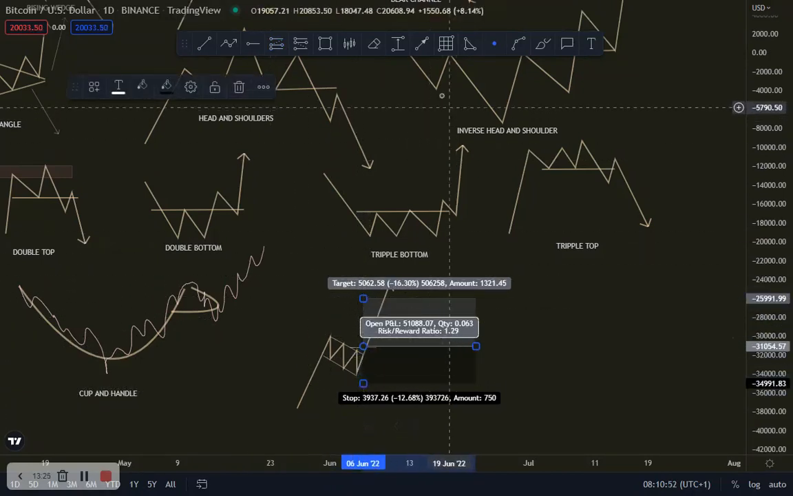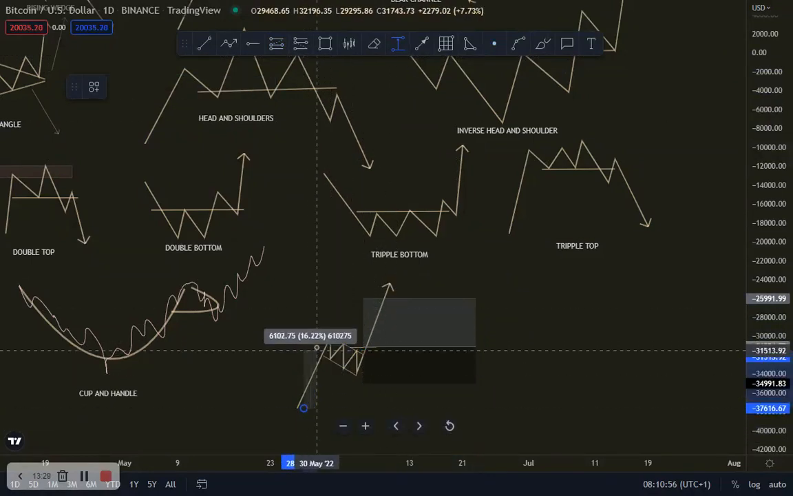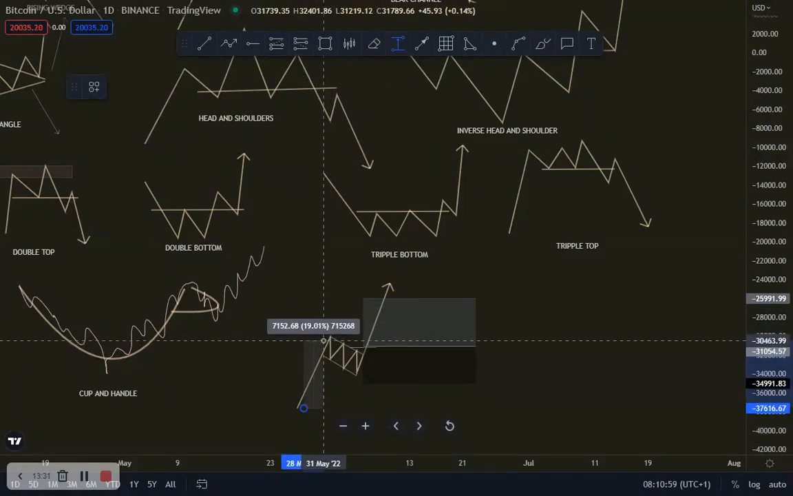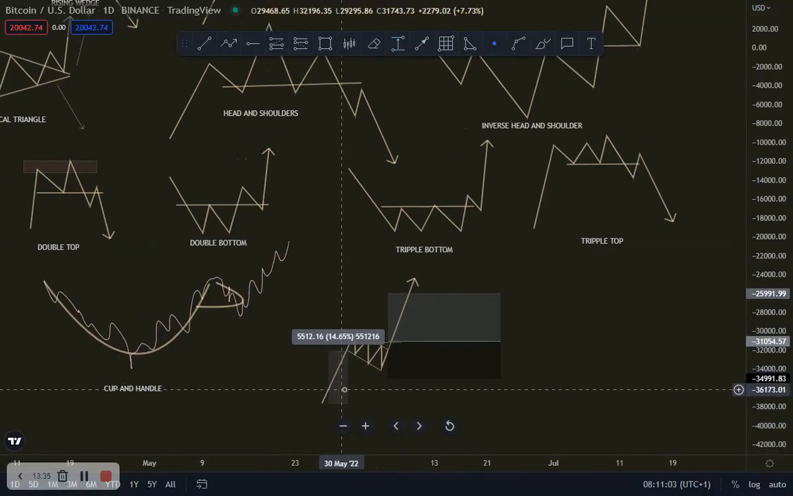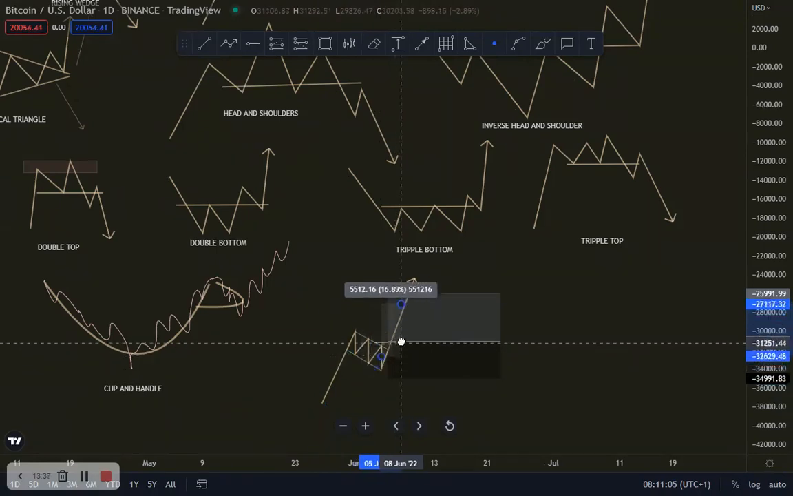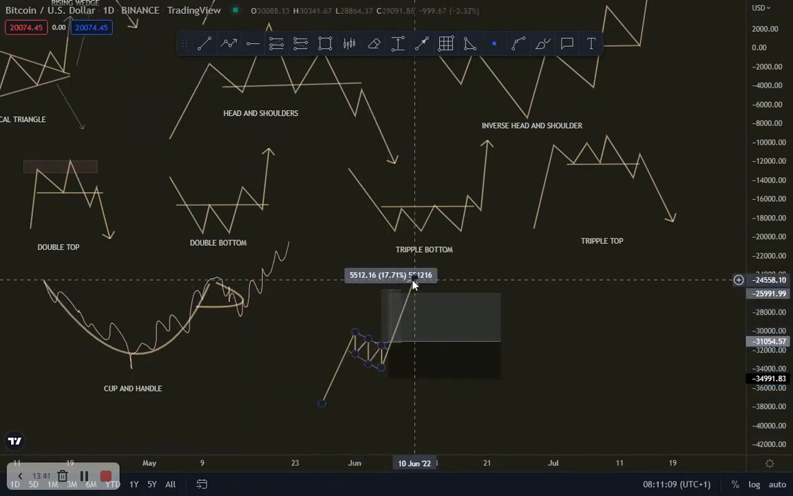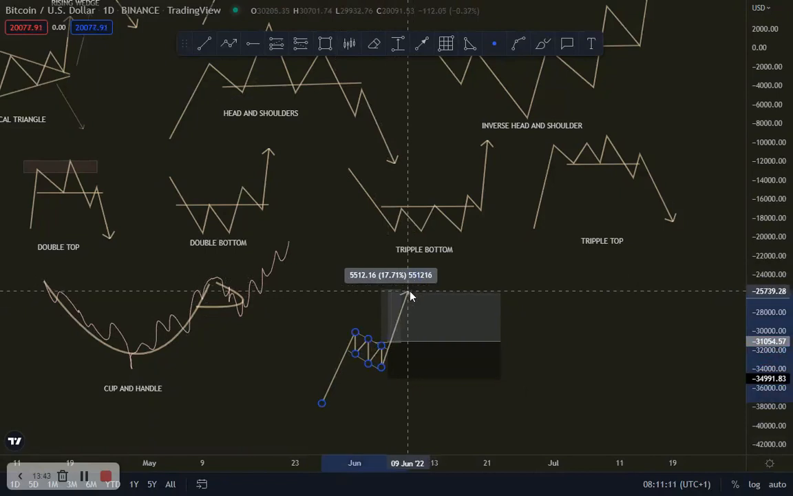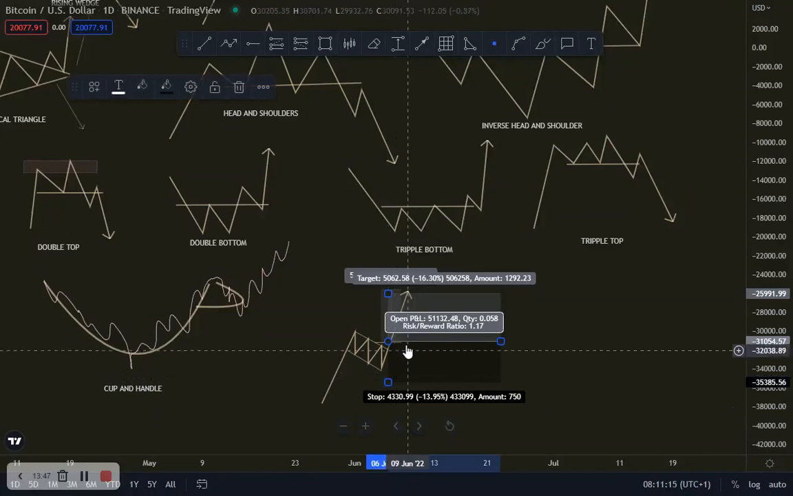What should be your take profit? Your take profit should be the pole. The length of this pole should be your take profit, right? Your take profit from here should be the length of this pole. So your target should be the length, and your stop loss should be below the pattern, right?